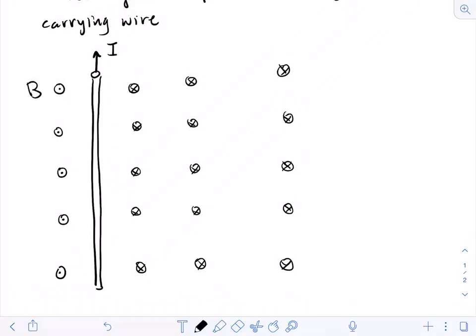So these circles with dots and circles with crosses indicate the magnetic field due to the wire. Of course we know that the magnetic field is actually looping around our wire, but I've drawn just the direction of the field lines in the plane of the page. Then we're going to have a loop that is next to this wire, so let's draw this loop. Maybe it looks something like this.